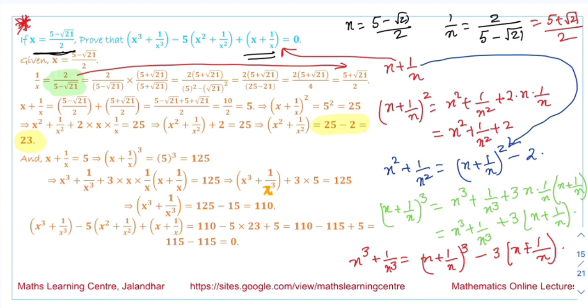Again, the value of this term x plus 1 by x you already have, just substitute these values over here and you will get the answer 110. Then we have the value of x plus 1 by x, and for this second term we just substitute these values over here, and we get the final answer is 0.